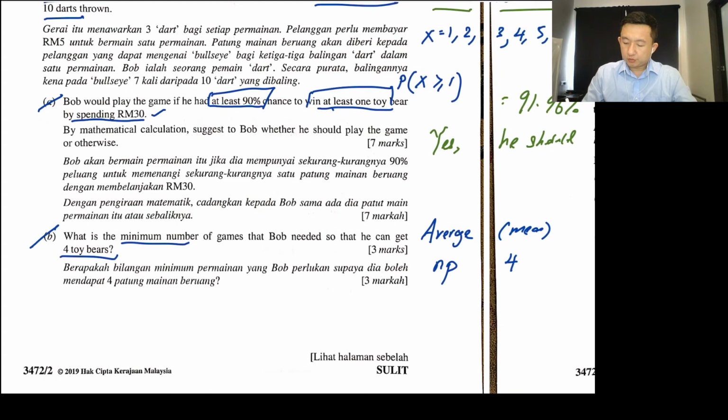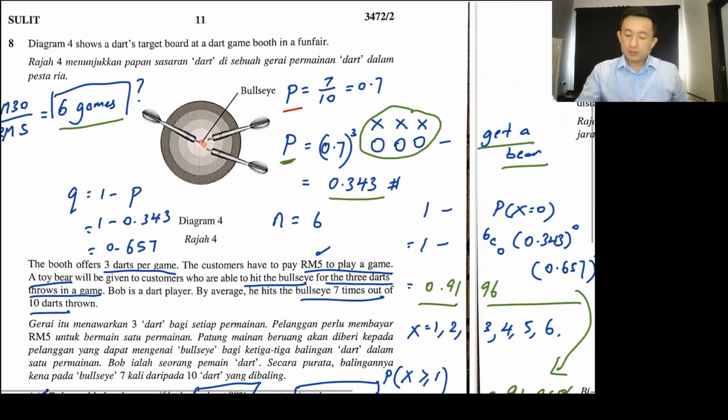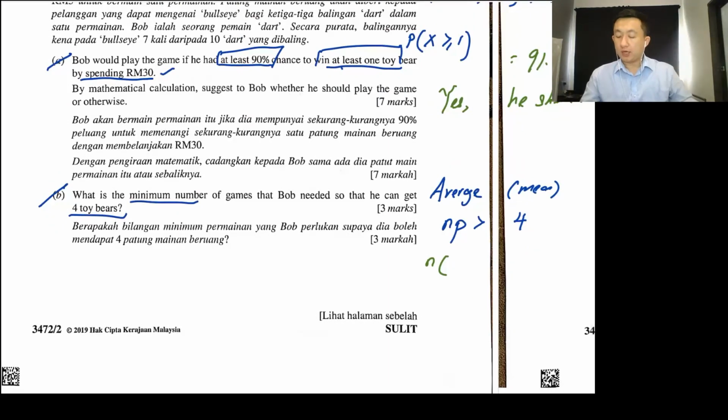Let's say we have NP equals 4. No, to get 4 minimum, NP more than 4. And N is what? Do we know the N? No, this is what we need to look for. Do we know the P? In order to get 1 bear, what is the success rate? In order to get 1 bear, do we take 0.7 or do we take 0.343? Which one? To get 1 bear. 0.343, right? 0.7 is to get 1 dot in the bullseye.